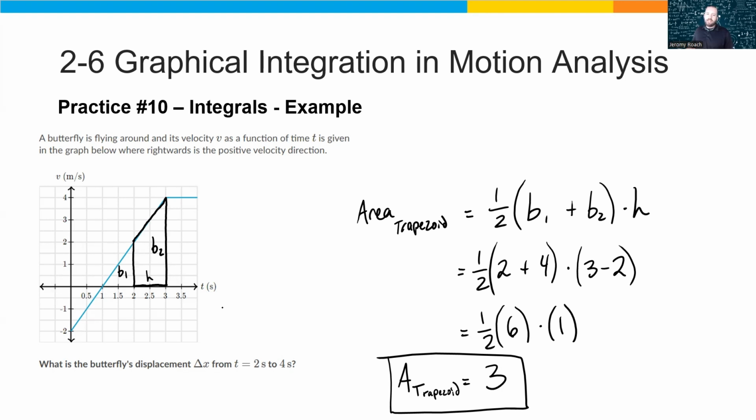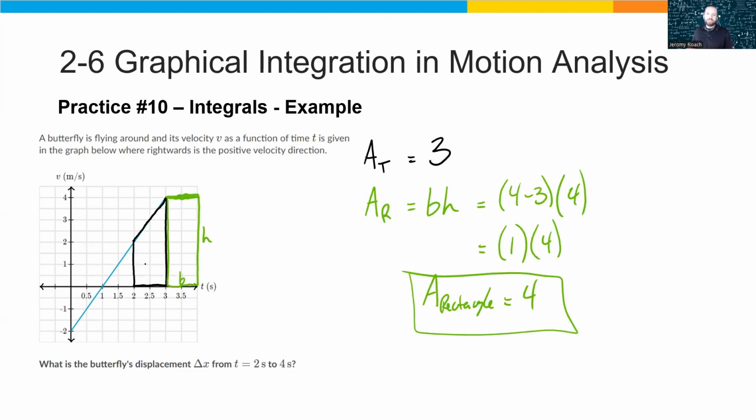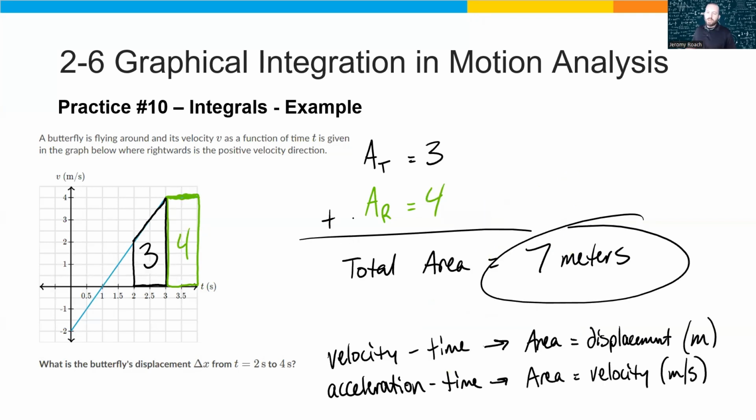And then the height is going from 2 to 3. So the height's just 1. So 1/2 times 6 times 1 gives us 3 for the area of our trapezoid. The area of the rectangle is base times height. So now this is 1 times 4, which is just 4. So now we have the area of the trapezoid and the area of the rectangle. 3 plus 4 gives us a total area of 7.